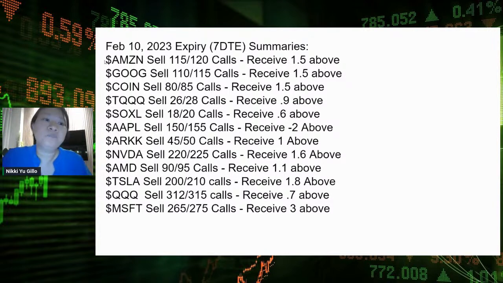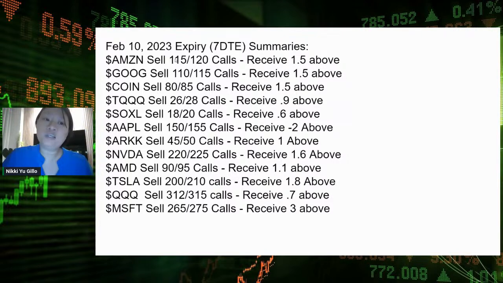It's not unlimited. So for instance, for one Amazon sell 115, 120 call, what does this mean, guys? It means that you're selling the 115 call and then you're buying the 120 call. The only reason why you are buying the 120 call is to cap your risk. Again, this is not a naked call. You are not selling naked. This is a credit spread. You're receiving $150 and you will stand to lose $350 if and only if Amazon breaks above 120.